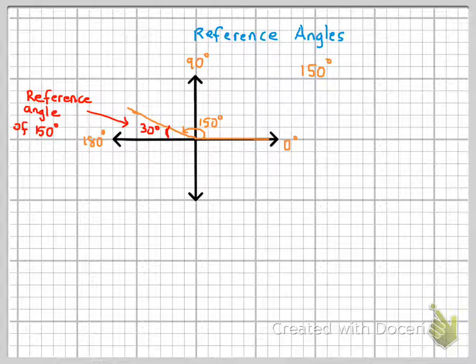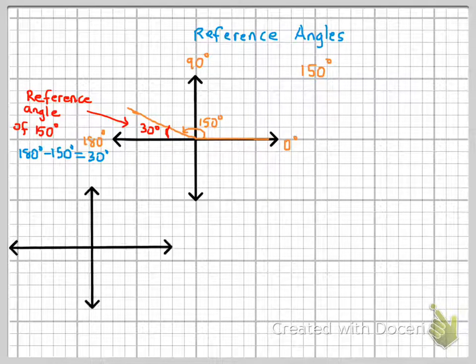In this case, because 150 degrees is in quadrant 2, it borders the left side of the x-axis. So 30 degrees will be the reference angle of 150 degrees. Now, how do we find the 30 degrees? 180 degrees is more than 150 degrees, so we just subtract 150 degrees from 180 degrees to get 30 degrees.